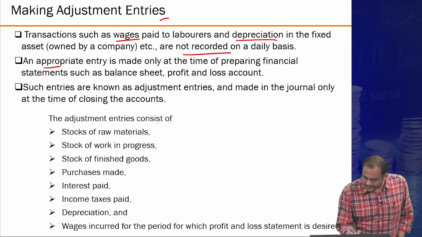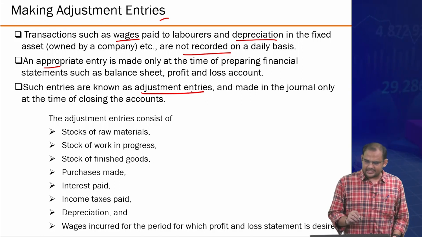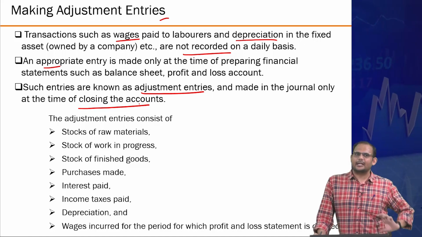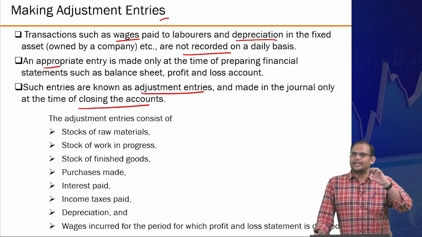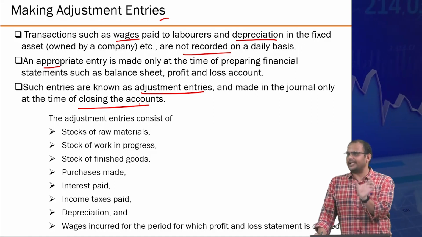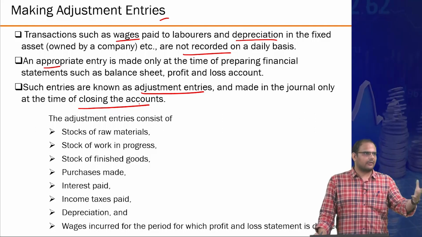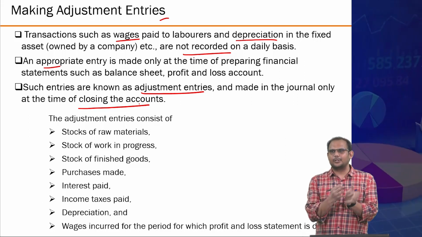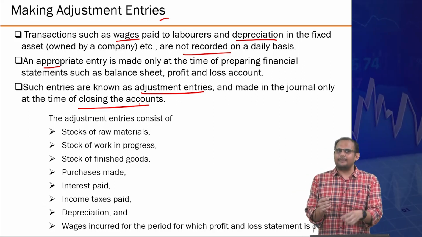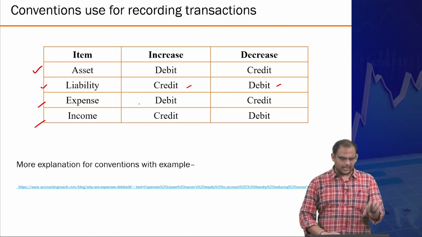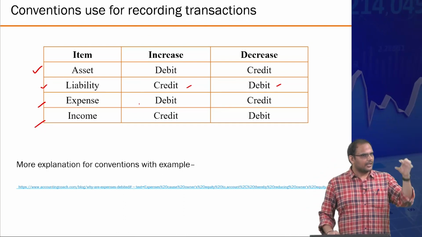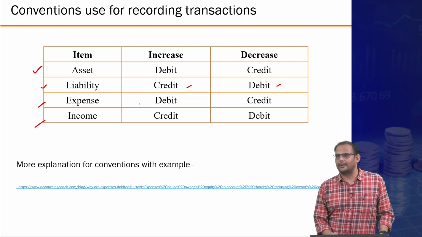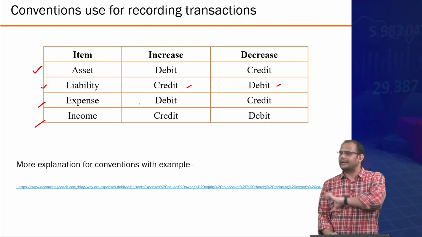So these entries are known as adjustment entries, and are made in the journal only at the time of closing these accounts. By closing these accounts, I mean that, let's say for a period, like a week, you recorded transactions, and then you wanted to transfer all these entries to the balance sheet. At that time, you will close all these small accounts that we have seen, asset type and all. You will close them for a week duration and transfer the balance to the main balance sheet account in an aggregated manner, essentially.